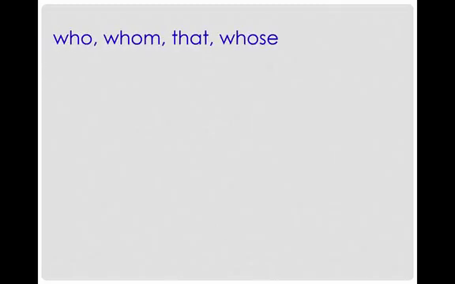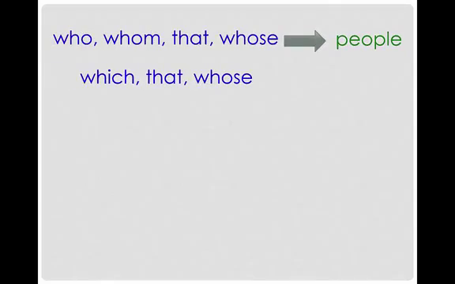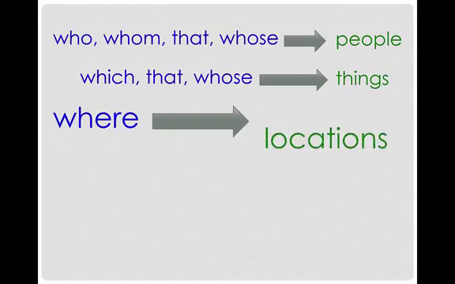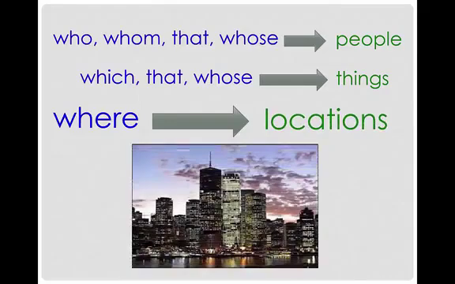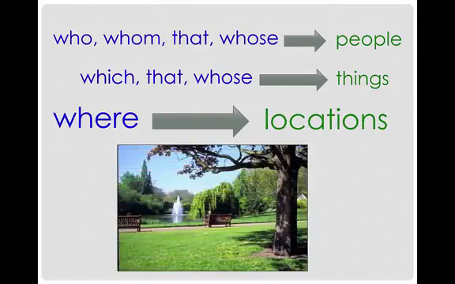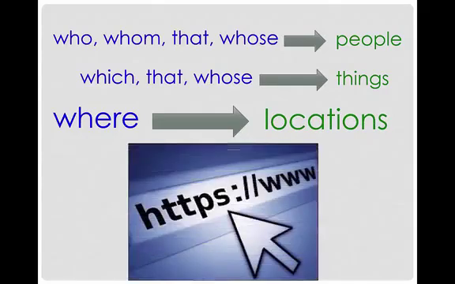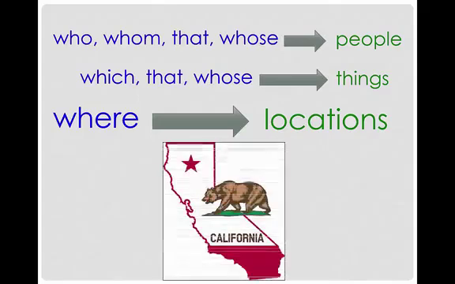Now you already know that who, whom, that, and whose are used to modify people, while which, that, and whose are used to modify things. But what about where? Well, it's used to modify locations or places like cities, parks, rooms, even space, or places on the internet. Now let's talk about different places in California using some of my own photographs.